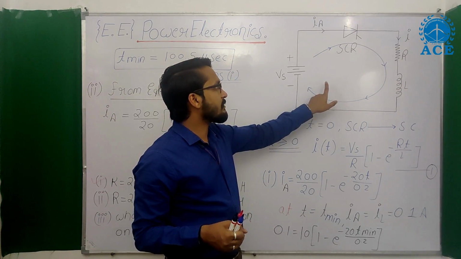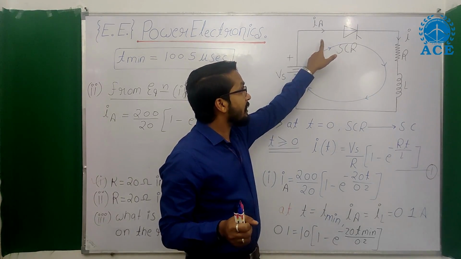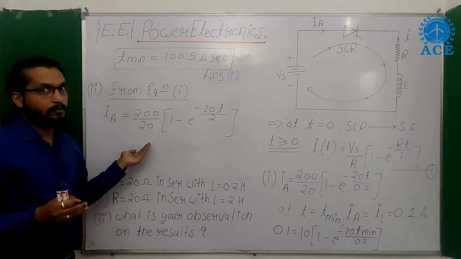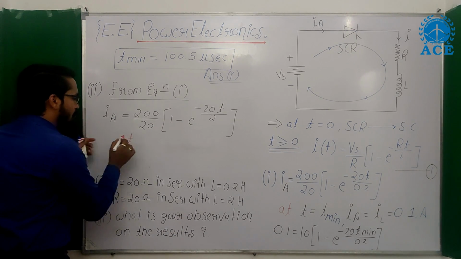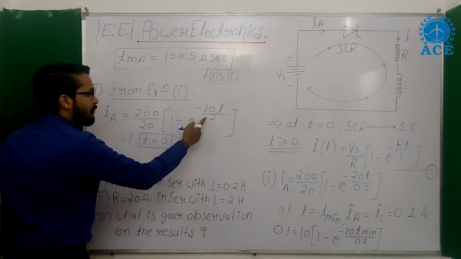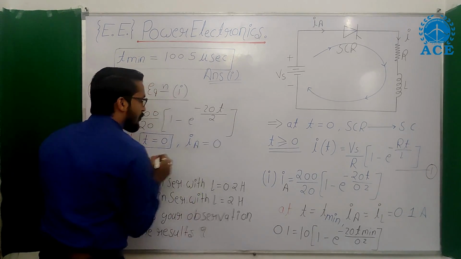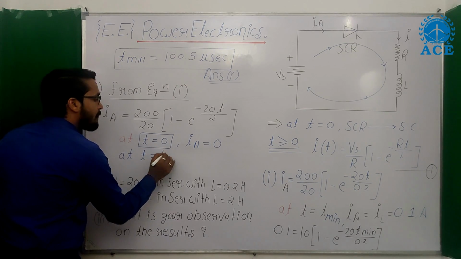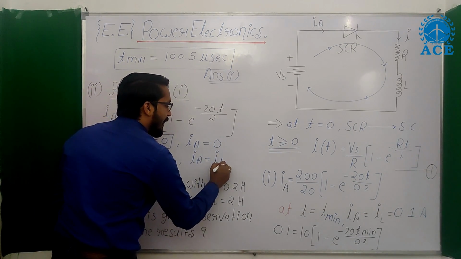The circuit is closed, and in the circuit current is going to circulate. That circuit current is the load current, the anode current of the SCR, and the equation of the anode current of the SCR is in front of you. Here, at t equal to 0, e power 0 is 1, 1 minus 1 is 0, so your IA is 0. I want to know the time at which this anode current will become equal to latching current.